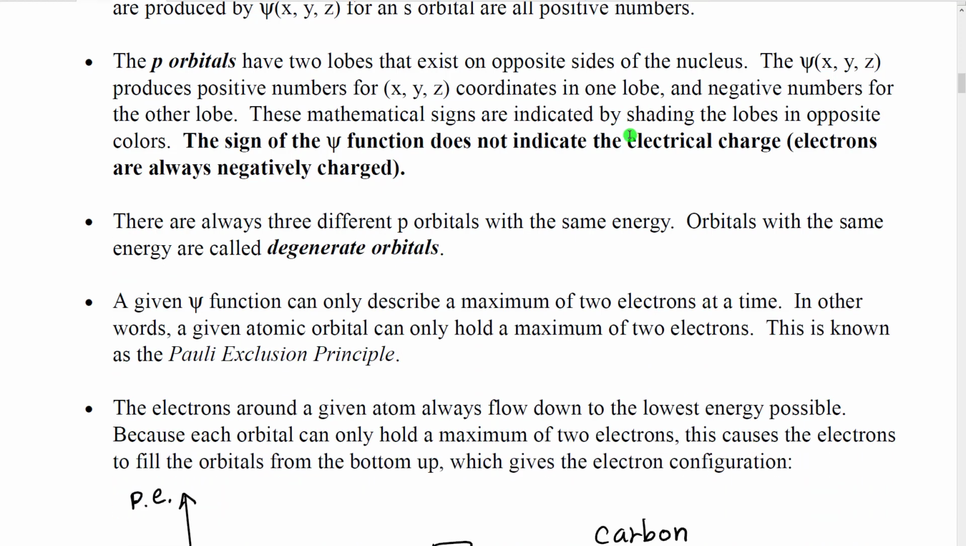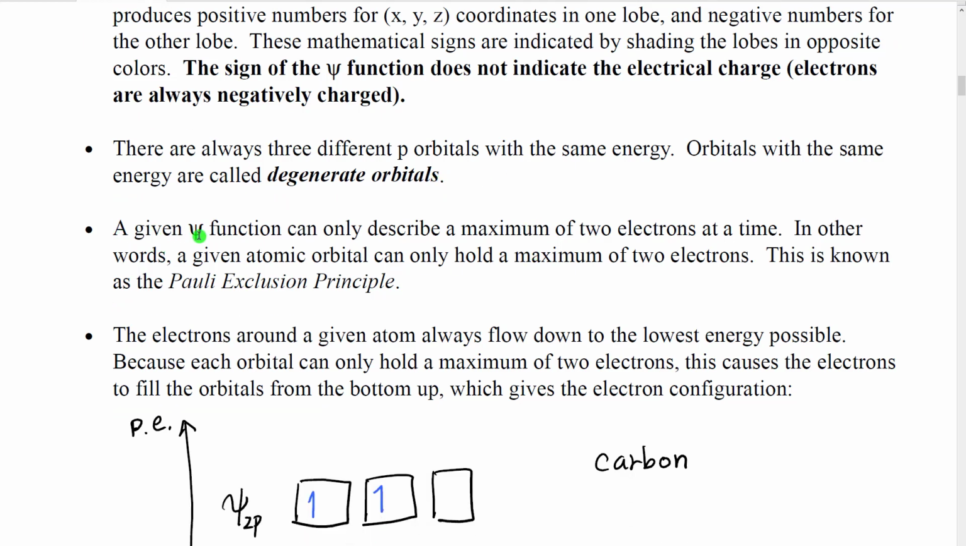A couple other review things. There's always 3 different p orbitals. They have the same energy. We have a term for orbitals that have the same energy but are different psi functions. We call those degenerate orbitals.